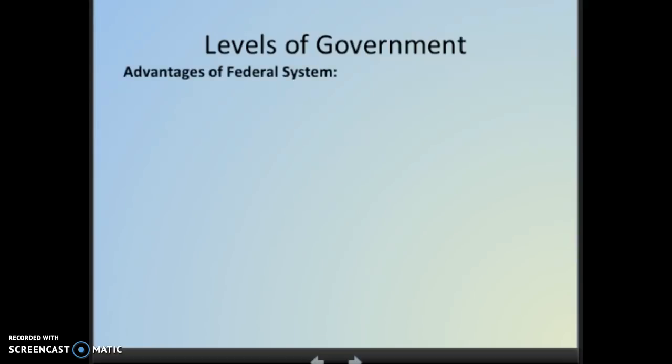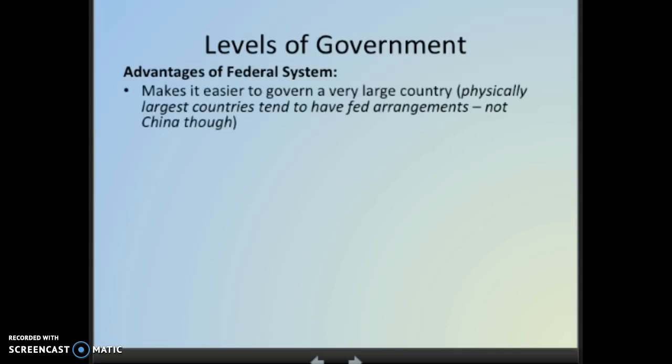Okay, advantages of the federal system. We've talked about the advantages in U.S. government, like being able to use the states as laboratories, testing out policy at the state level before you implement it at the national level. It also makes it easier to govern a large country with a bunch of different regional differences. That's how it works so well here in the United States, because California can make laws that best suit Californians. Iowa can make laws that best suit Iowans, and so forth.